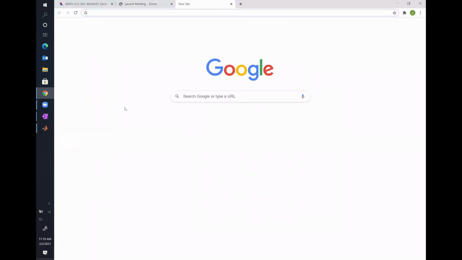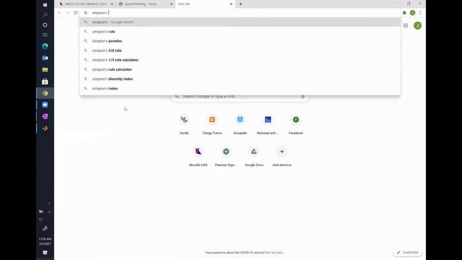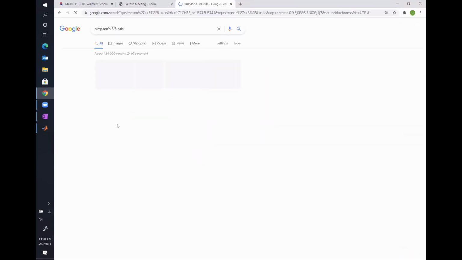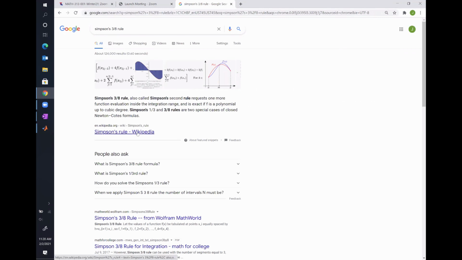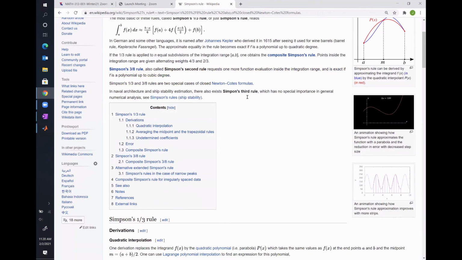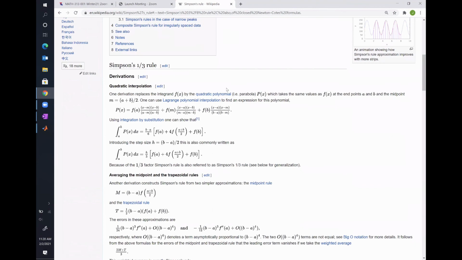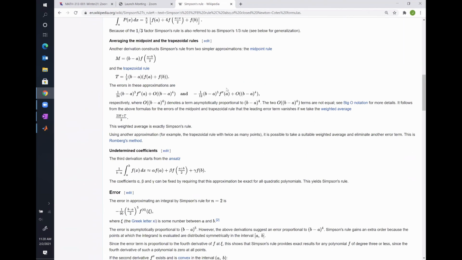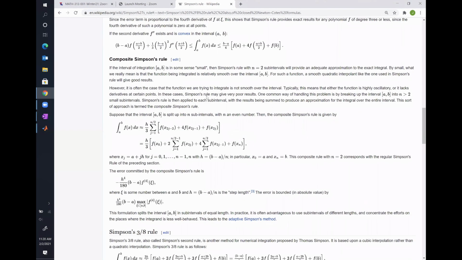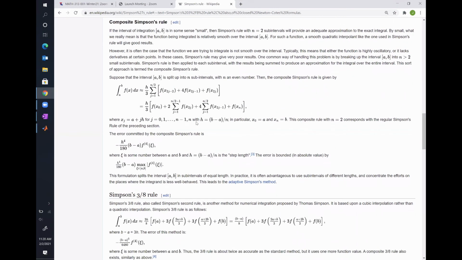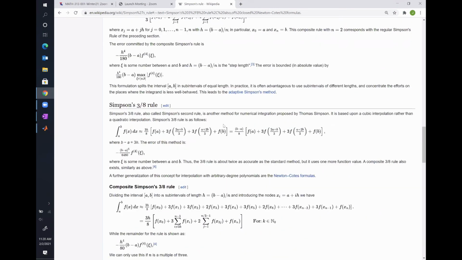Simpson's 3/8 rule. There's ours, Simpson's 1/3 rule right there. Composite Simpson's rule. Simpson's 3/8 rule, there it is. So it's kind of nasty. It's got a 3/8 times delta x, or h. And so that would be our approach.